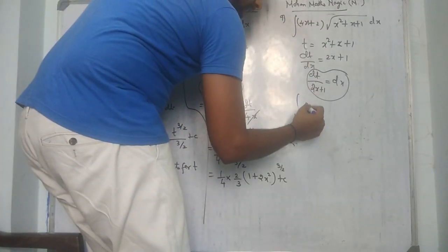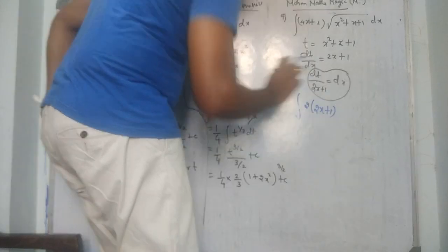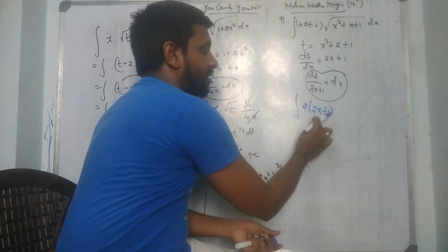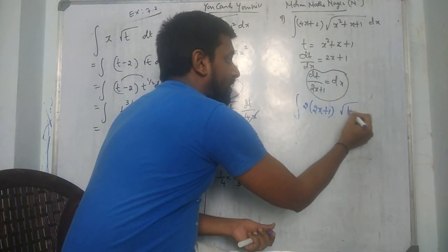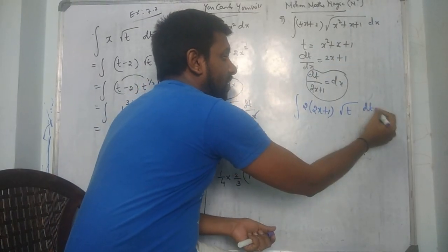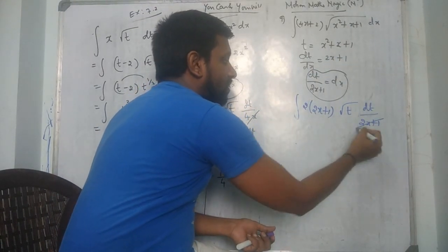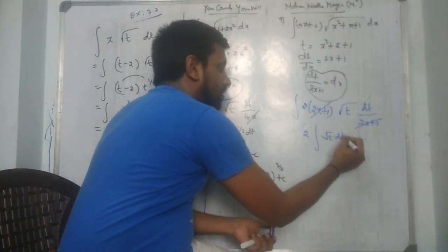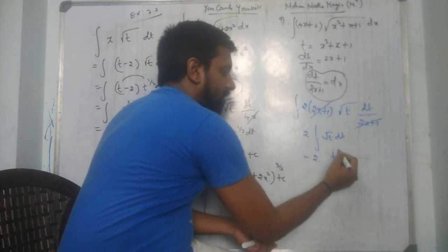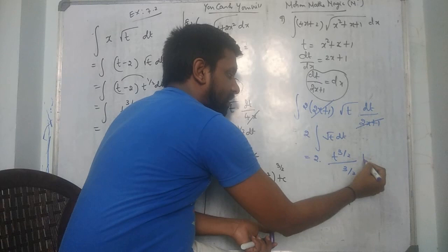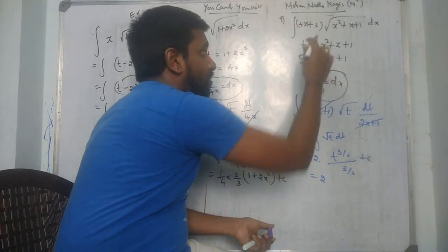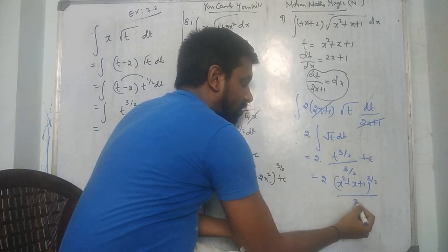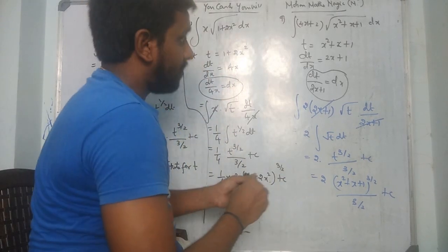In 4x plus 2, can I take 2 outside? Yes, I have taken 2, and multiplying gives 4x plus 2. Square root of t, since I have taken t, and in place of dx, dt upon 2x plus 1. See, I can get it cancelled. For that purpose only I have taken root t. So 2 times t power 1 by 2 integrates to t power 3 by 2 by 3 by 2 plus c. In place of t I have to substitute. So x square plus x plus 1 power 3 by 2 upon 3 by 2 plus c. Tenth sum.